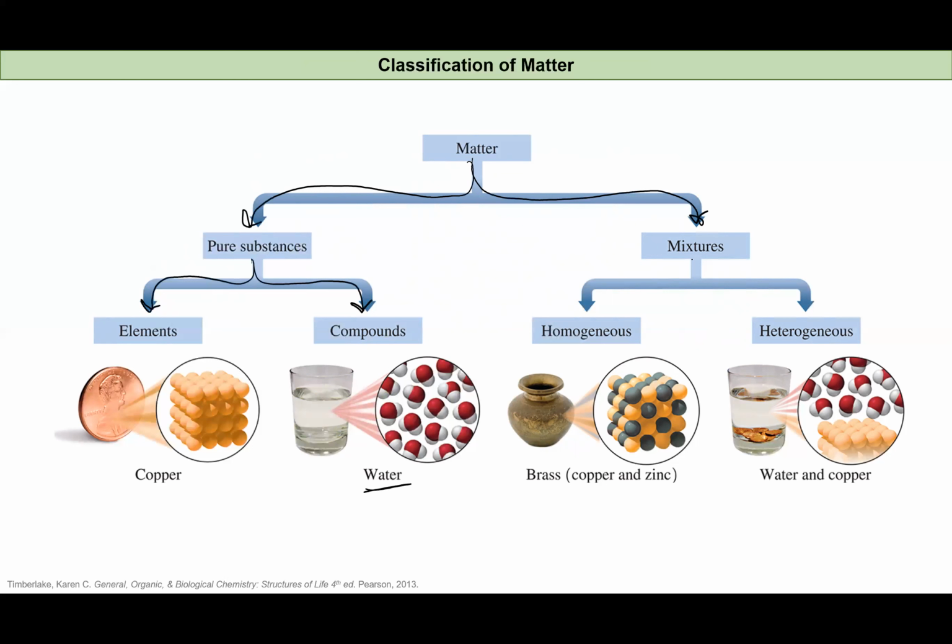Within our mixtures, we have either homogeneous, where everything would be nice and uniform, and heterogeneous, where we would be able to actually see the two different components of the mixture. Here's an example of copper pennies and a glass of water. This is a mixture of two things, water and copper.